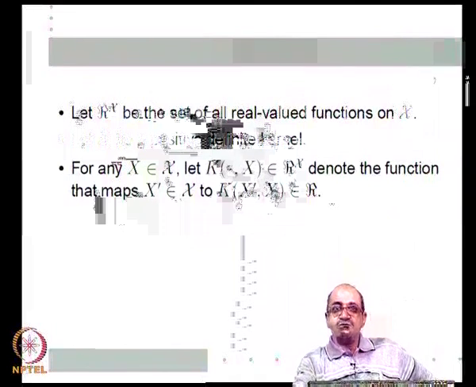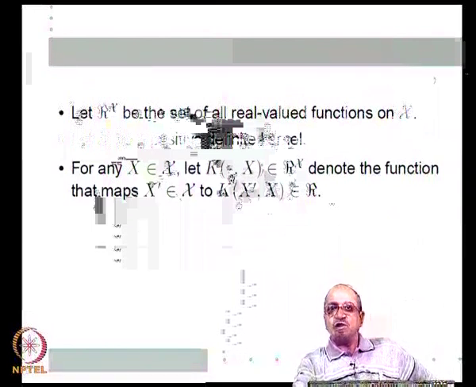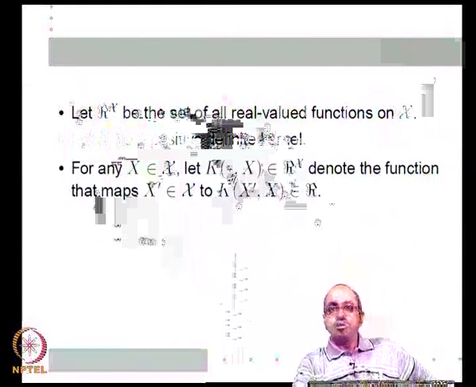Let us say this denotes the function that maps any x prime to K(x prime, x). So, simply the dot is the notation for the dummy argument of the function. So, K(., x) is the real valued function on X, whose value at an argument x prime is K of x prime comma x.